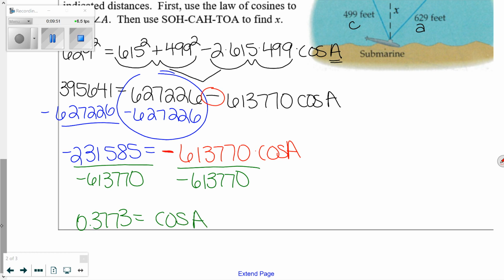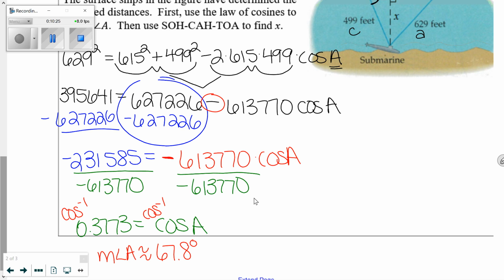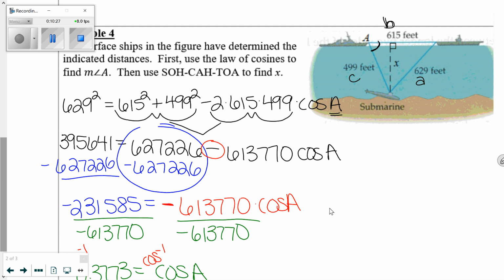And just like with the law of sines, with SOHCAHTOA, when we have to inverse or get rid of sine, cosine, or tangent, we're going to use our inverse, or our arc cosine here. And that is going to give us the measure of angle A to be about 67.8 degrees. What you need to understand is we could do law of cosines again to solve for this next part. But why do that when it's so much longer? SOHCAHTOA is that much more efficient.